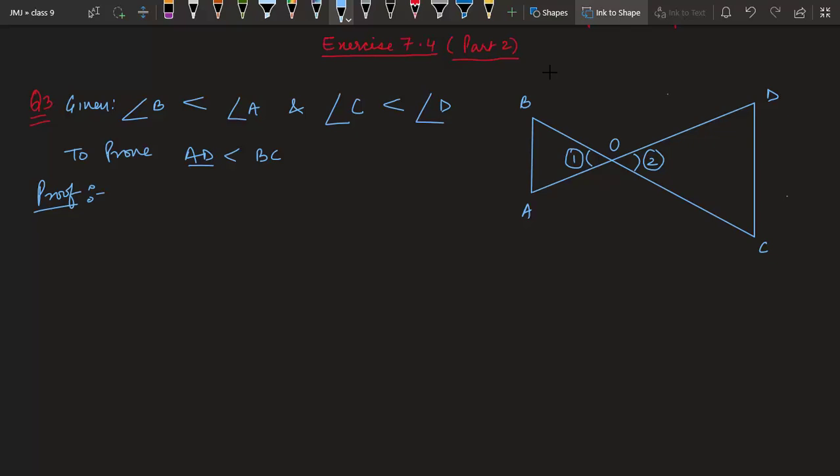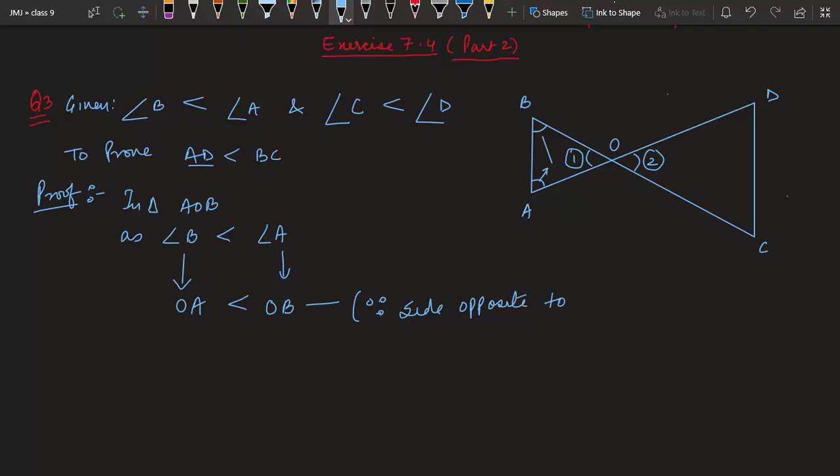First of all, in triangle AOB, as angle B is less than angle A, the side opposite to angle B is OA, so we can say OA is less than OB, which is opposite to angle A. The reason is very simple, that side opposite to the larger angle is longer. Let us call it equation number 1.